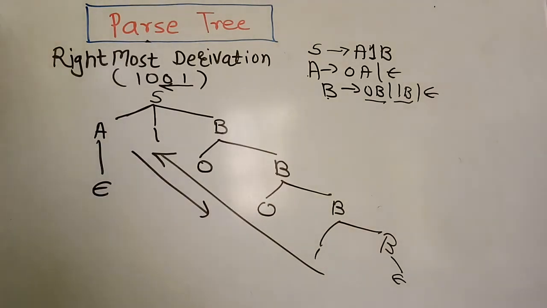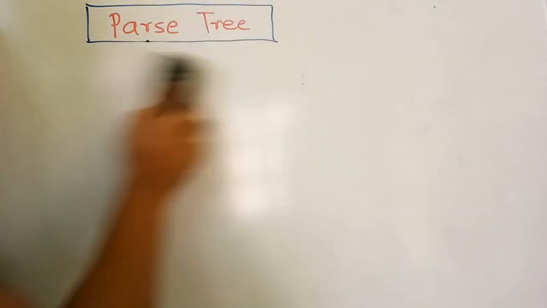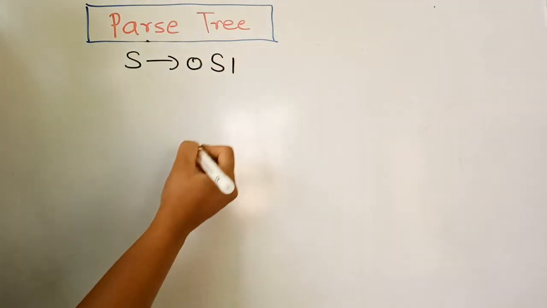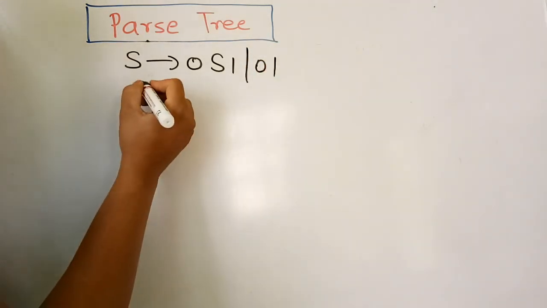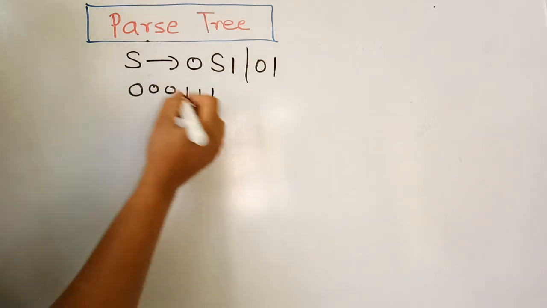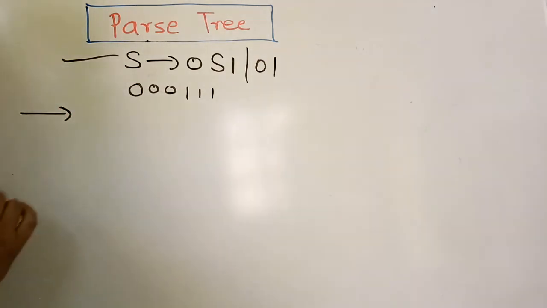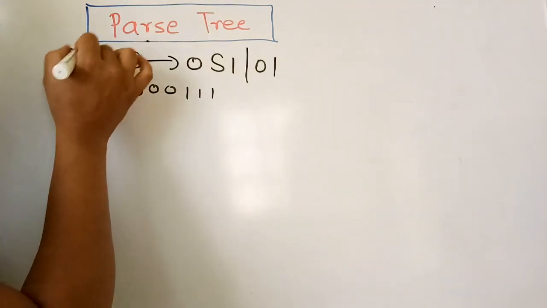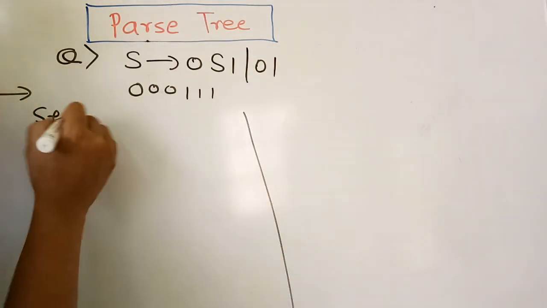We will take another grammar to generate the parse tree again. For example, we have the grammar S → 0S1 | 01, and we have to derive the string 000111 from this grammar. For the derivation, you can use any one, meaning leftmost or rightmost. Now I will try to derive this string in two ways, by the parse tree method and by sentential form.